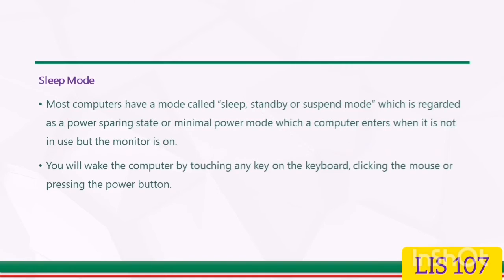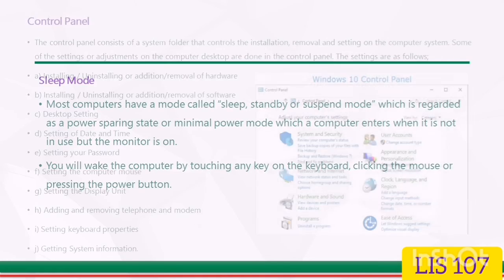And then the sleep mode. A lot of computers have a mode they call the sleep or the standby mode. What happens is that in this state, minimal power is being consumed, and it doesn't alter the state of the programs or applications you've opened. Once you want to come back, you just tap it by touching any key on the keyboard or by clicking the mouse. What happens is that the computer comes back to where it was before without having to turn it off or turn it on again.